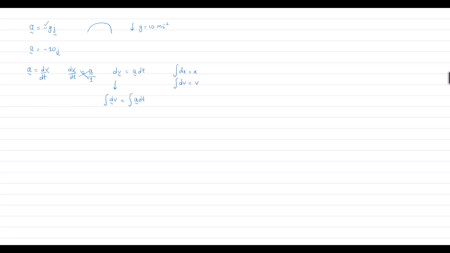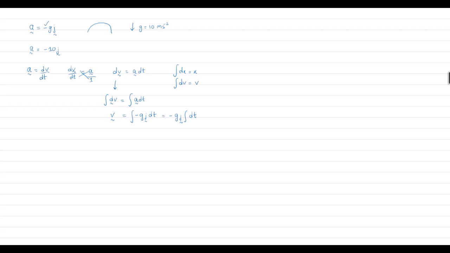And this can further be simplified as: this will be the velocity, that will be equal to, put the value of a over there. A is given as minus gj times dt. And how do we solve this integration? So we have to take all the constant terms out. So minus g will come out. Anything else that can come out? Yeah, so j will also come out, and this will be integration of dt.